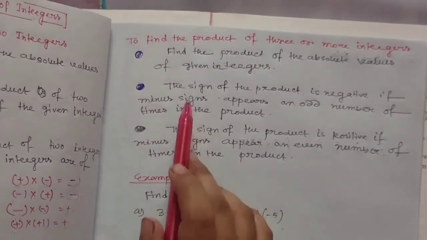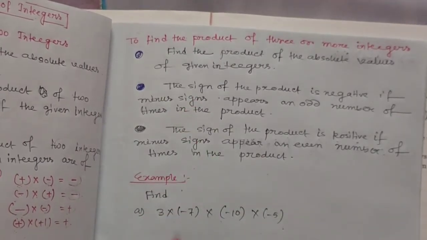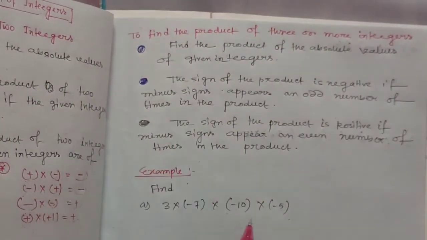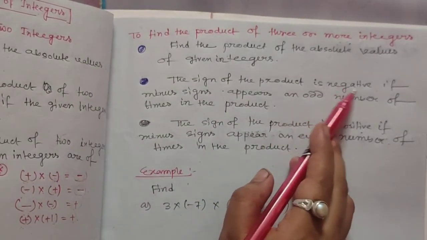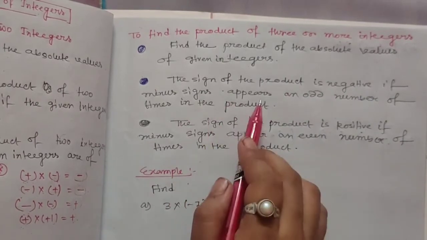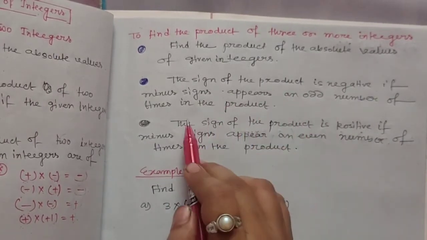Okay, so now we need to keep the sign. So what will be the sign? That is, positive or negative. The sign of the product is negative if minus signs appear an odd number of times in the product.